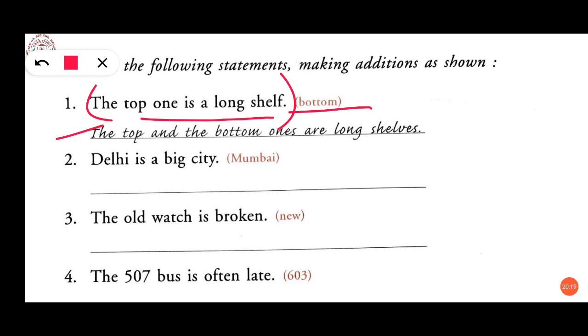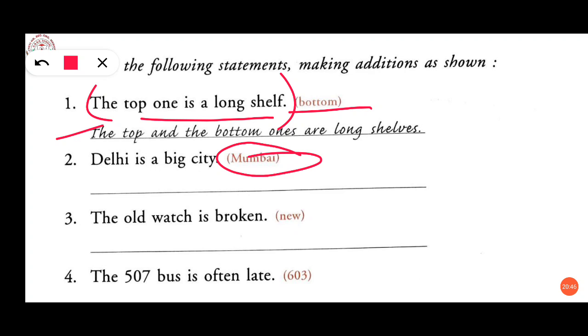Then second is Delhi is a big city and Mumbai is given in the bracket and you have to make a sentence by using that. So Delhi and Mumbai are big cities. What you will write? Delhi and Mumbai. And we are using two city names, so it becomes plural, so we will use are. So Delhi and Mumbai are big. City will change to cities because we are using two cities.